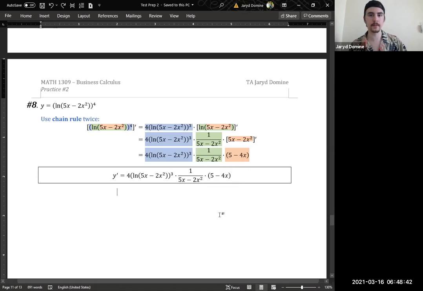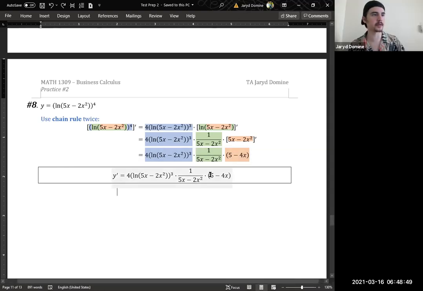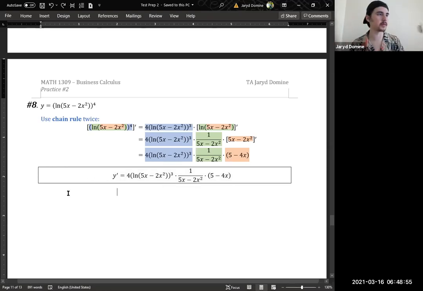In your final answer, can you do 5 minus 4x over 5x minus 2x squared? Yes, those are the same. So yeah, you can do that. As long as the answers are equivalent, it's fine, whatever you write.